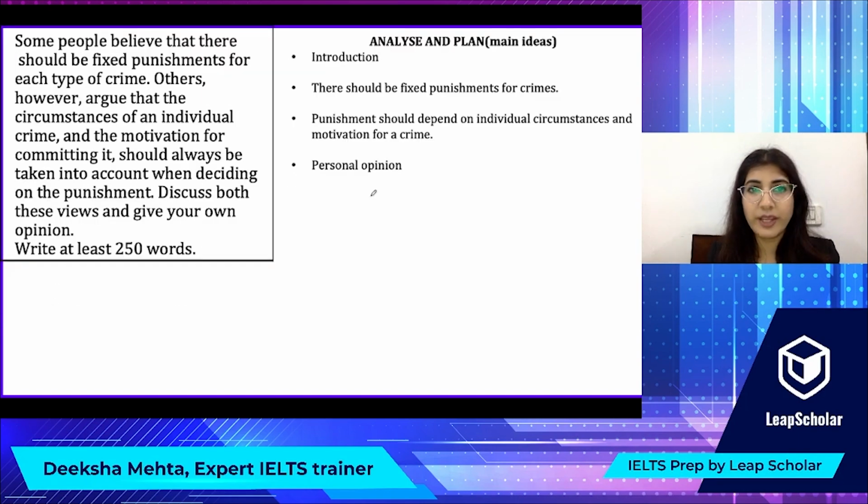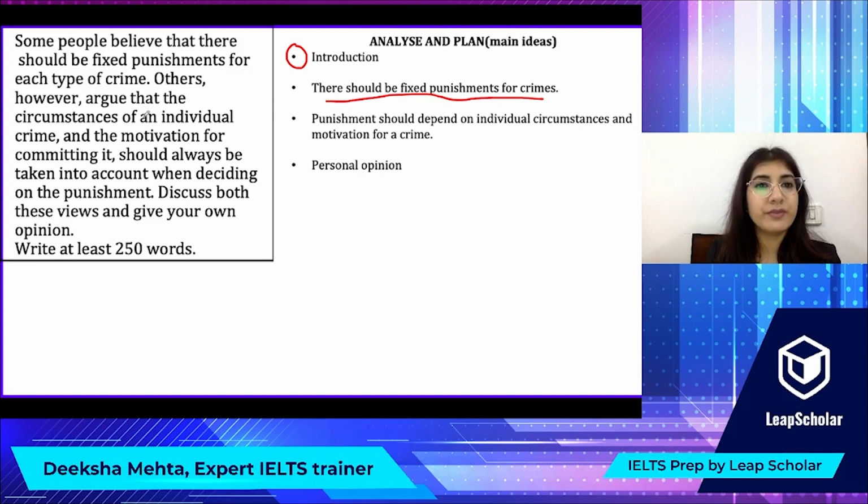So let's look at the question. Let's analyze the main idea. So the first main idea will definitely be your introduction, which will be your paragraph 1. Then I have written down there should be fixed punishment for crimes. So you can do this on the rough paper that you are getting. So even in a CBT, in the computer-based test, you would be given a rough sheet of paper. So you can quickly sketch this out on that.